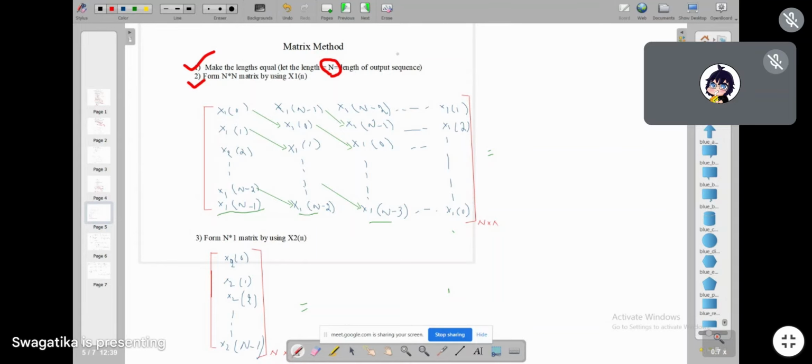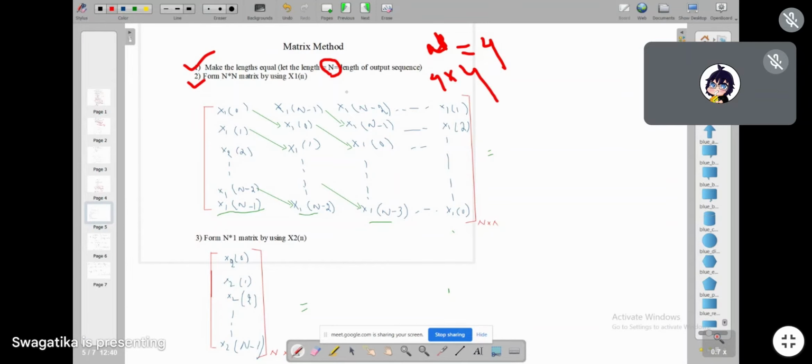Maximum of length of x1 and length of x2. Which one is maximum? 4. So it will be the same length as the inputs. That will be an n cross n matrix you have to form. What is our n here for this question? N is 4. So you will design one 4 cross 4 matrix. So how will you arrange this 4 cross 4 matrix?